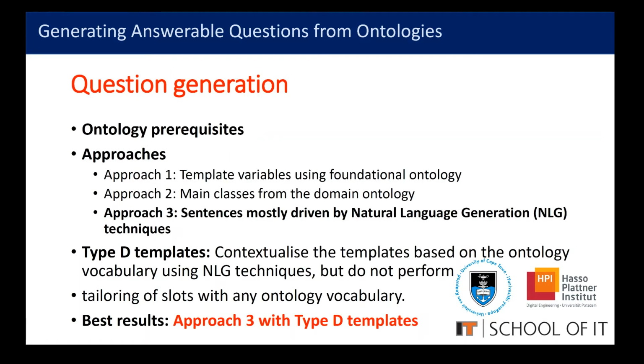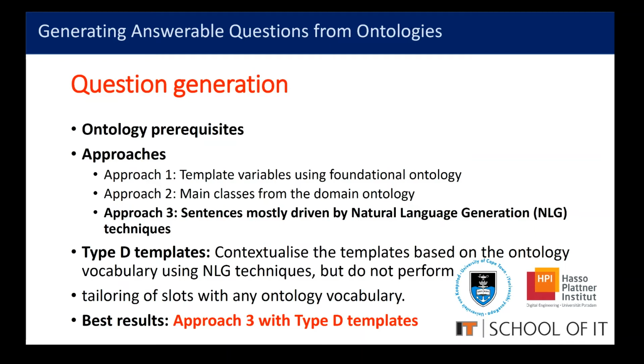Let's talk about question generation. We need to determine first the ontology prerequisites to be able to generate a particular type of question. We need to know what types of questions must be in the ontology, for instance. Also, ontology prerequisites is to know which types of questions one possibly could generate from an ontology.